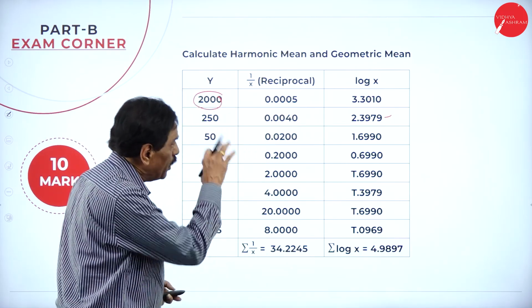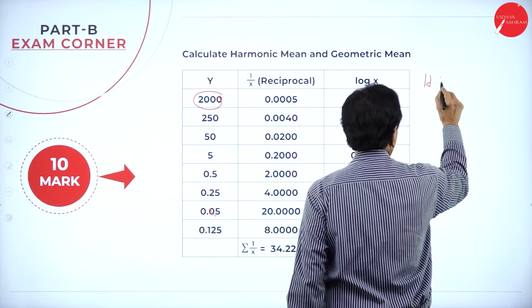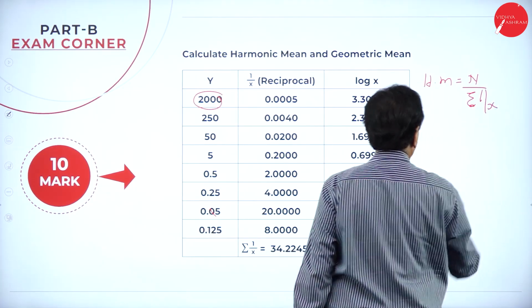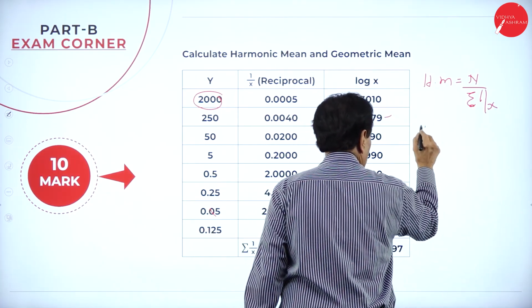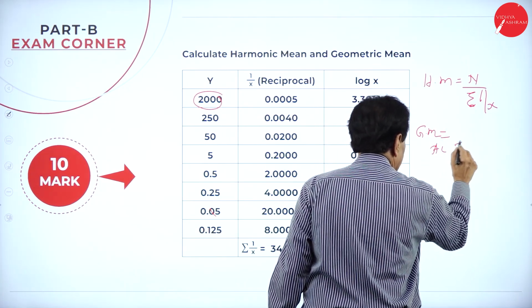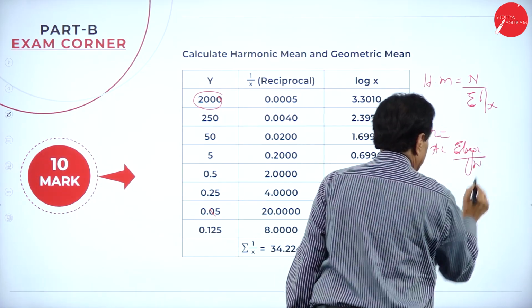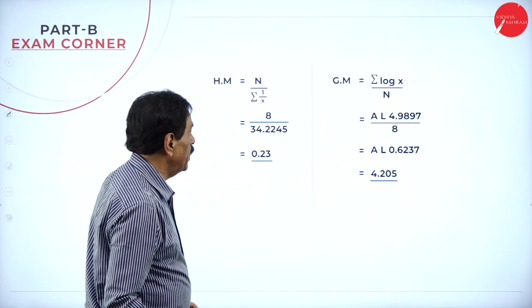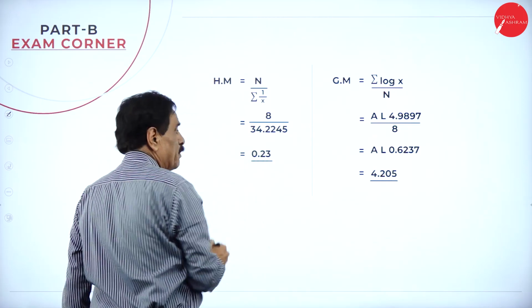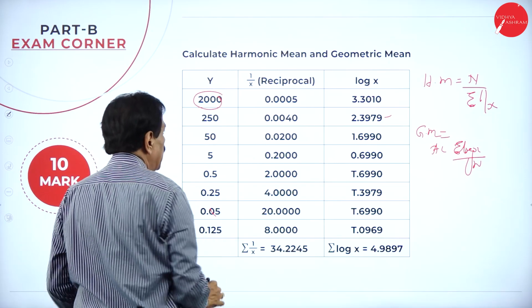If we add, once we add, harmonic mean is equal to n divided by sigma 1 over x. Whereas geometric mean is equal to anti-log of sigma log x divided by n. This is your formula. We'll go slowly. Harmonic mean is n over sigma 1 over x. 8 number of items. See that? 1, 2, 3, 4, 5, 6, 7, 8.